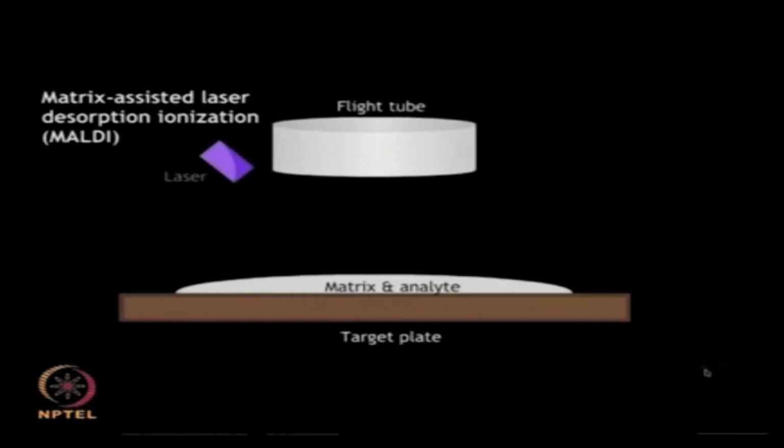In MALDI, the analyte of interest is mixed with an aromatic matrix compound such as alpha cyano 4 hydroxycinnamic acid or cinnapic acid. This is dissolved in an organic solvent and placed on a metallic sample plate. The evaporation of solvent leaves the analyte embedded in the matrix.